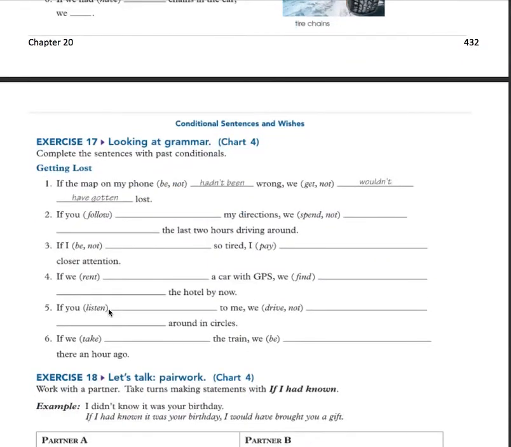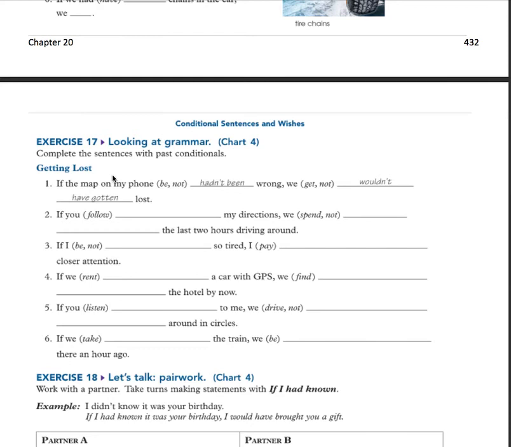All right. So if we look at exercise 17, complete the sentences with past conditionals. That means that your if clause is going to be in the past perfect, and the result clause is going to use would, if it's negative, wouldn't, and then have and the past participle.